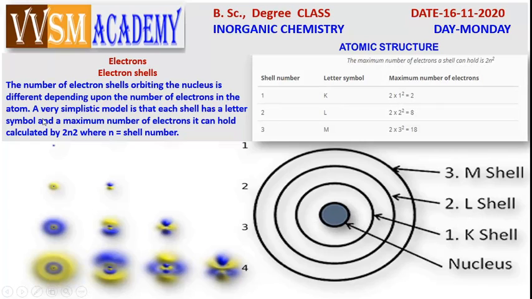Well, friends, this is a very simplistic model. Each shell has a letter symbol, and the maximum number of electrons it can hold is calculated by 2n square, where n is equal to the shell number. This is very important in the calculation of atomic orbitals and atomic numbers.